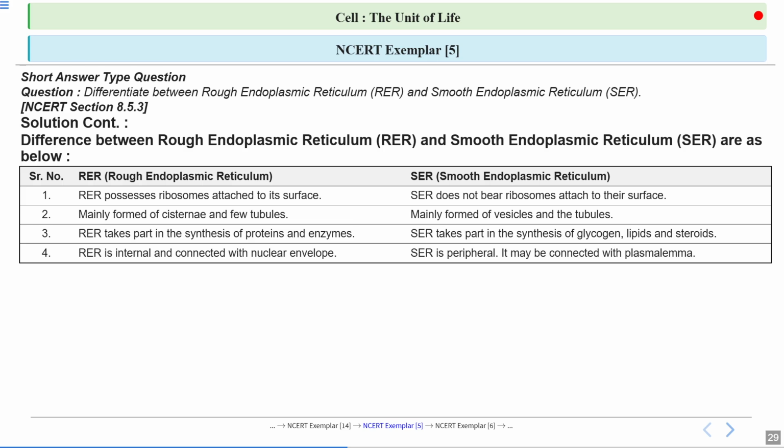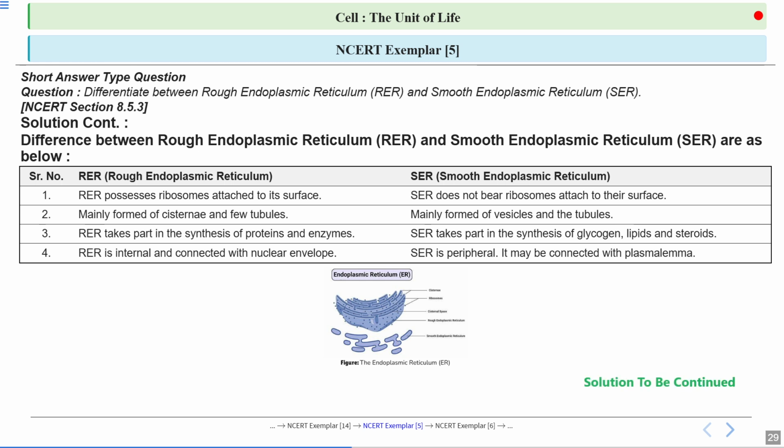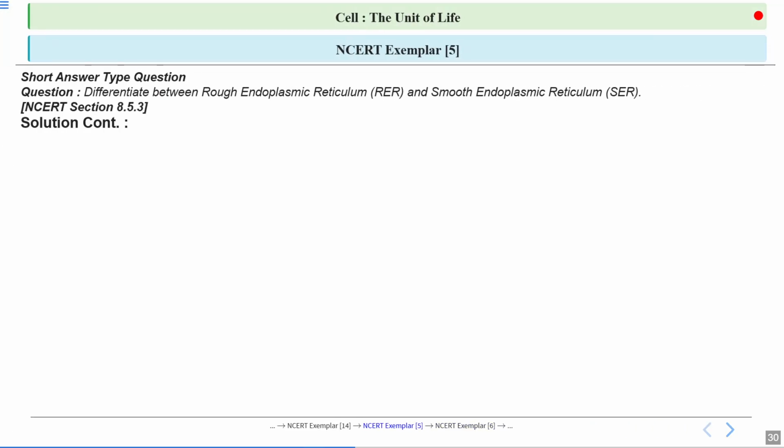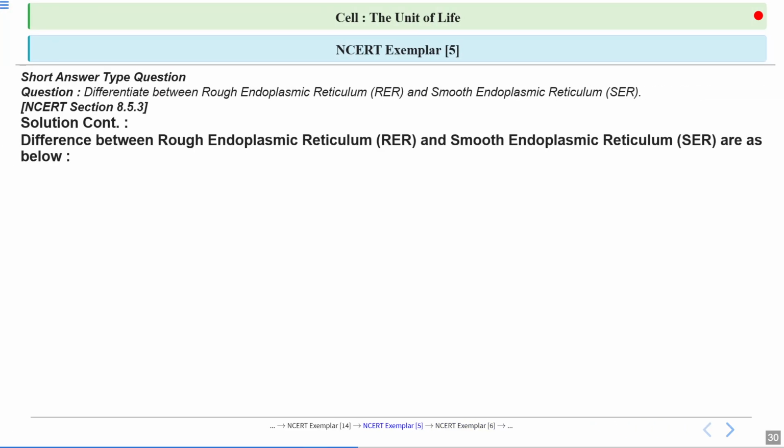So here we can see some other information. Yes, detoxification of toxins in the liver and steroidal hormone production. Yes, smooth endoplasmic reticulum. We all know that glycogen, lipid, and steroid, so steroidal hormones are produced by the SER. Very good. So here you can see both the diagrams. This we have already seen in one of the questions. So some other differences.